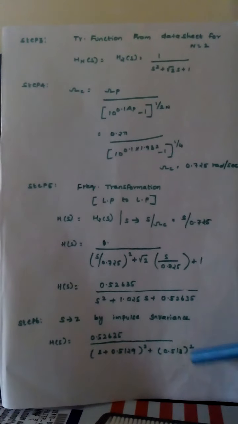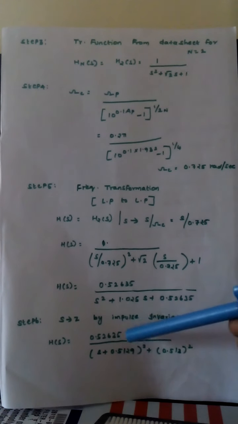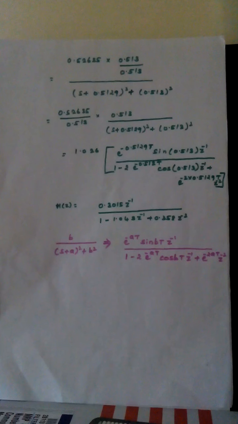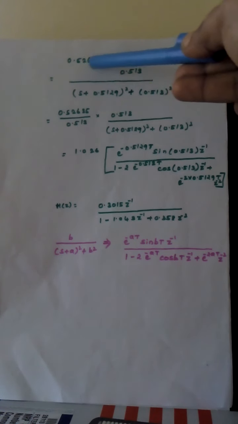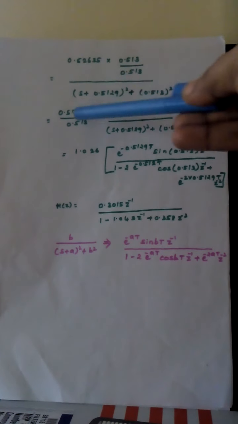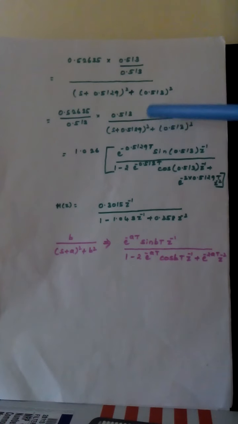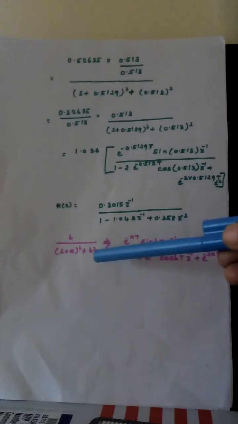Here the B term is 0.512. So we are multiplying and dividing with this B, that is 0.513 divided by 0.513. The 0.52635 divided by 0.513 we take outside. So we get B divided by (s plus a) the whole square plus b square. In this form we are bringing it.